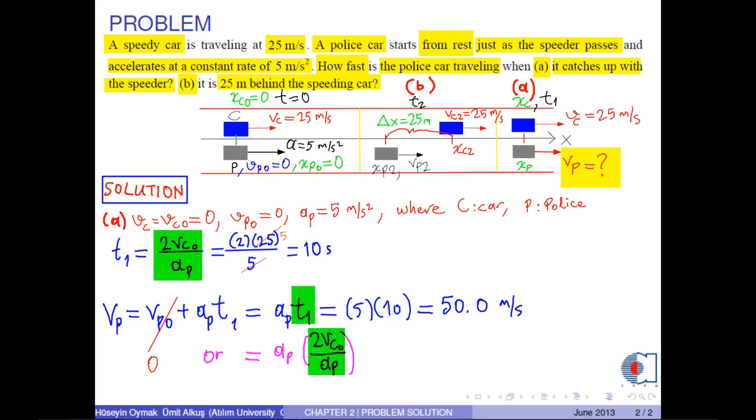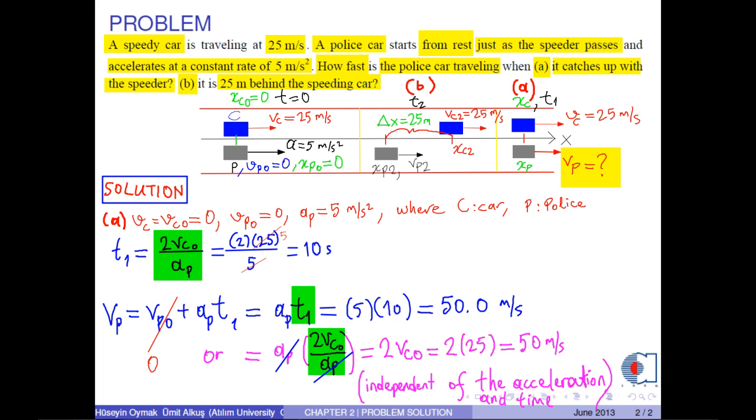Or if we use the formula for T1, we have VP equals AP times 2VC0 over AP. Here APs cancel each other, then the result is 2 times VC0. Then 2 times 25 meters per second, so the result is 50 meters per second. From this fantastic formula, you see that whatever the acceleration of police, its speed is twice that of the car.